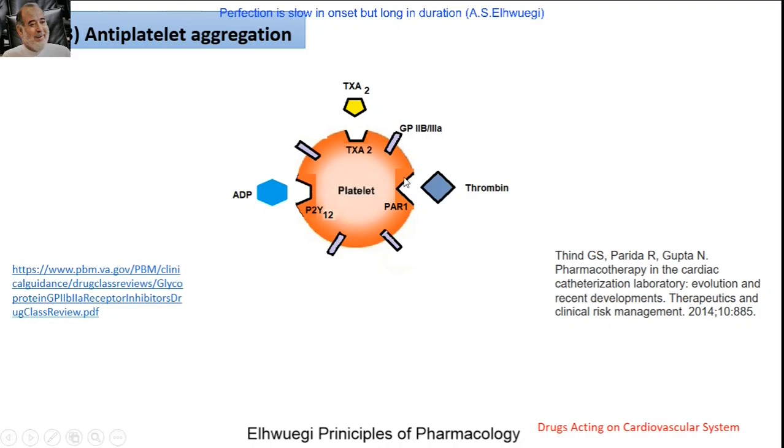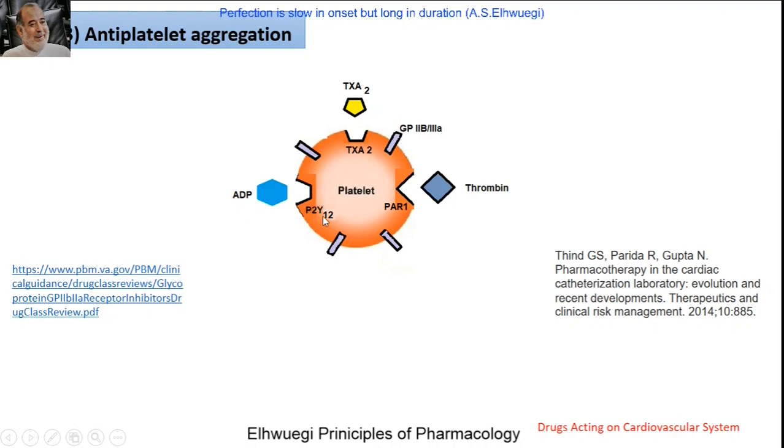The platelet also contains another type, the purinergic receptors known as P2Y12 purinergic receptors. Okay, these purinergic receptors are selective for adenosine diphosphate. So adenosine diphosphate will bind to these purinergic receptors.